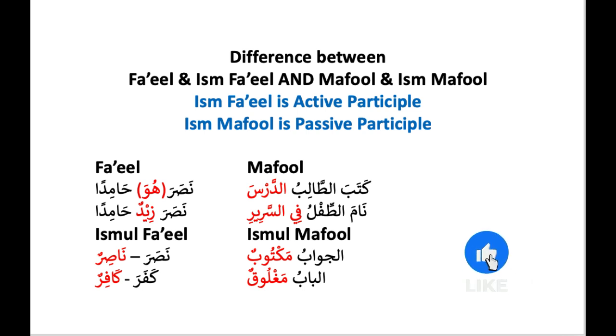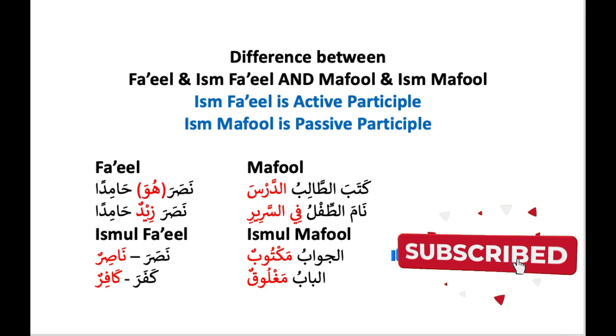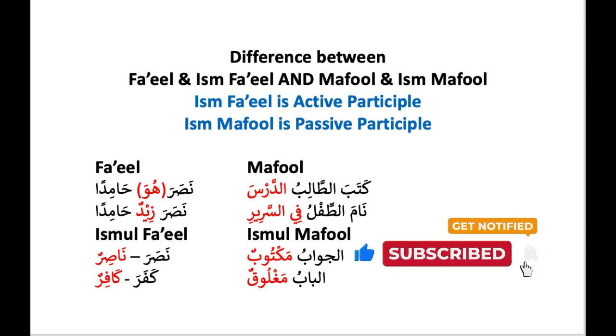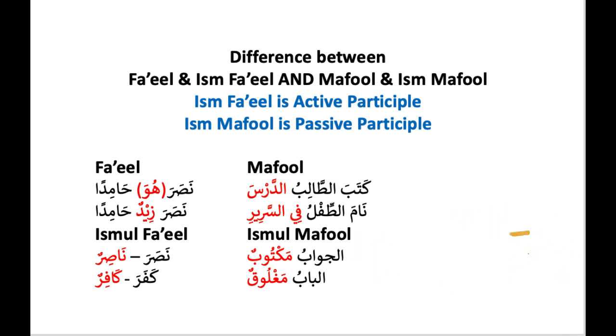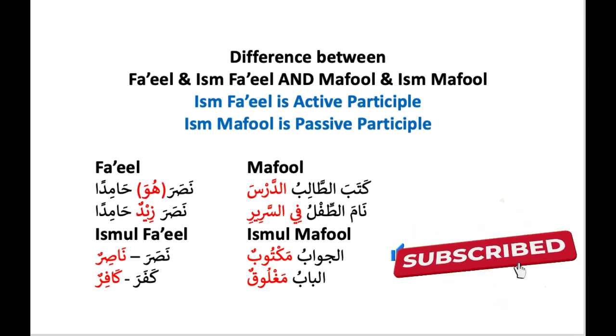Before we go into some examples from the Quran about the 5 types of Mafool, here are some examples to distinguish between them. We can start with the difference between Fa'il and Ismul Fa'il. Let's look at an example of just Fa'il.